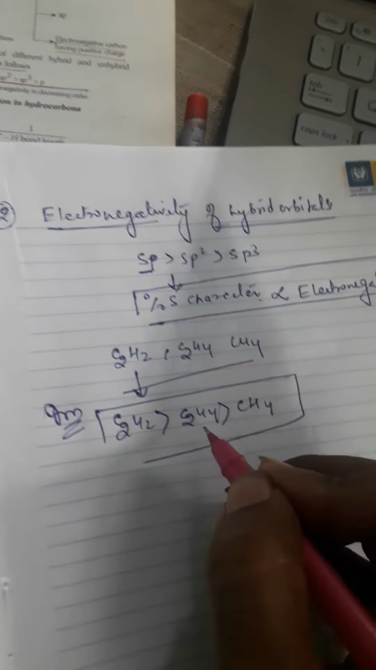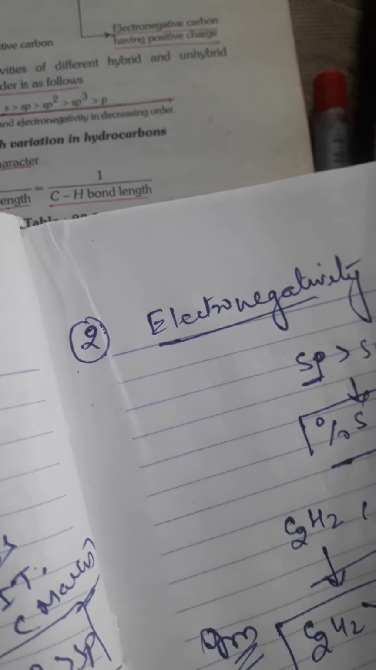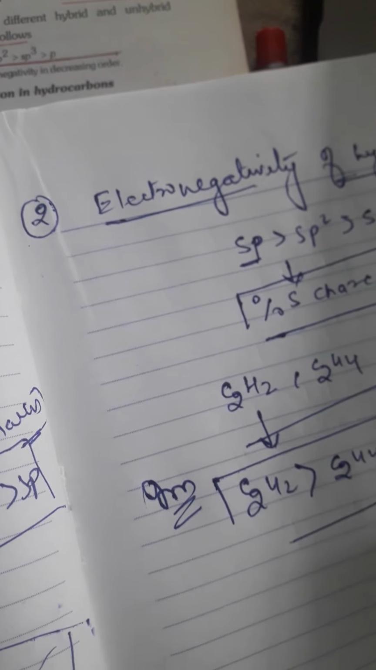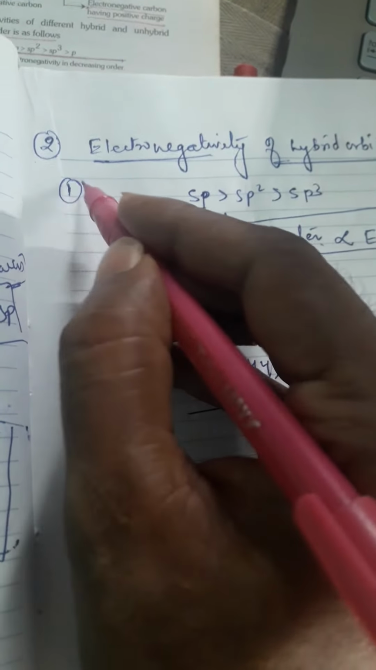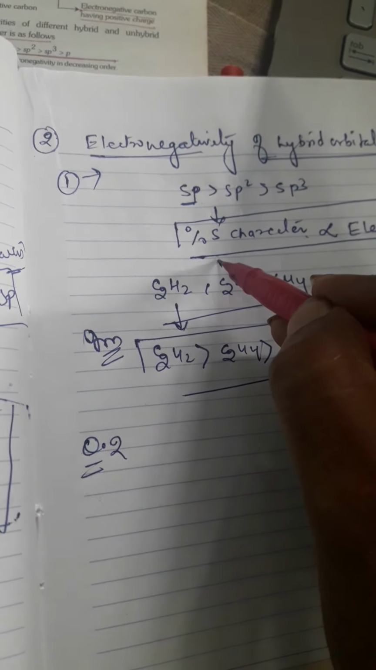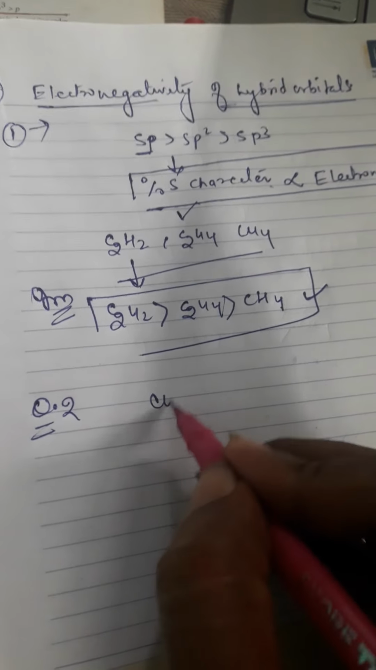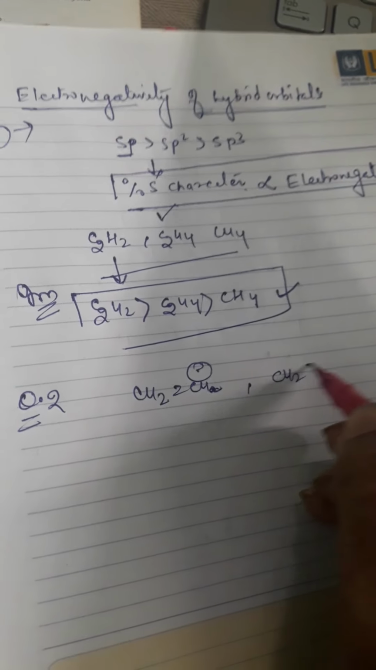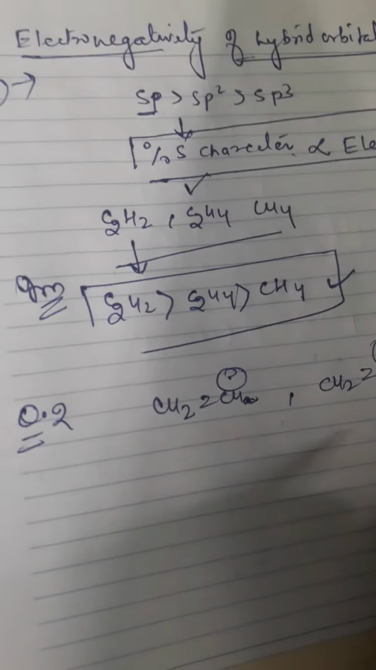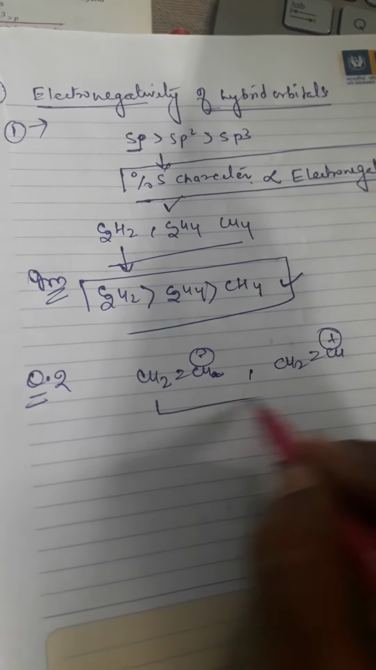It can also be asked. Okay, so this is all about the second and third applications. If you see here, the second question is, I have mentioned the first formula first. For the second formula, it can also be asked about C2H2, CH2=CH minus, and CH2=CH plus. Which molecule has the more electronegative hybrid orbitals?